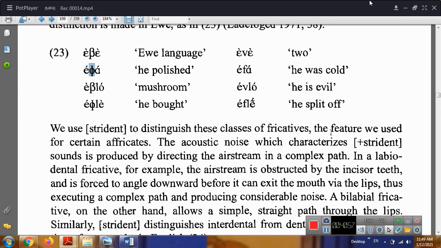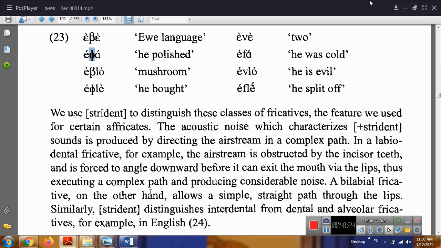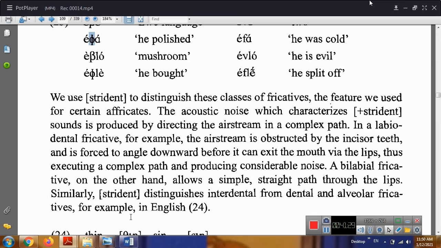We use strident to distinguish these classes of fricatives. The acoustic noise which characterizes plus strident sounds is produced by directing the air stream in a complex path. In a labiodental fricative, for example, the air stream is obstructed by the incisor teeth and is forced to angle downward before it can exit the mouth via the lips, thus executing a complex path and producing considerable noise. A bilabial fricative, on the other hand, allows a simple straight path through the lips.